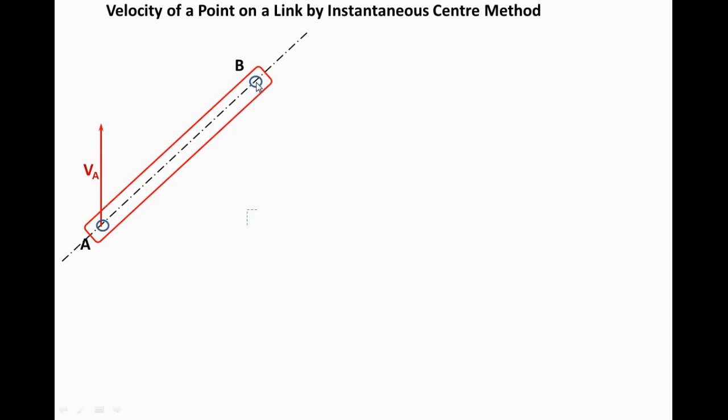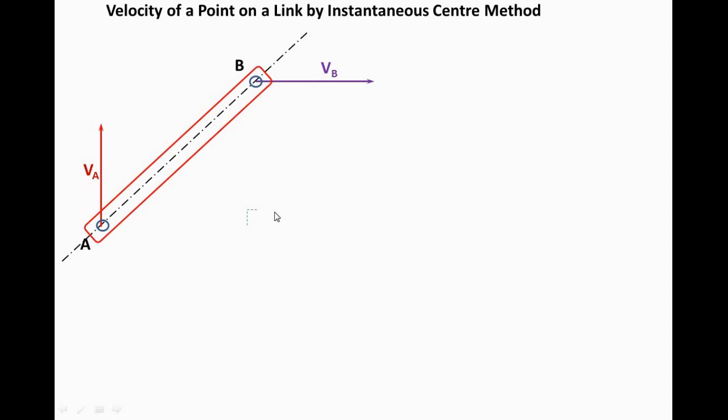Similarly, for this link, point B is having horizontal displacement towards the right side, so obviously it will have the velocity towards the right side. So let us draw the velocity towards the right side. VB is the velocity of point B towards the right side, VA is the velocity of point A towards the upward side. Okay, so for this particular link I am going to locate the instantaneous center.